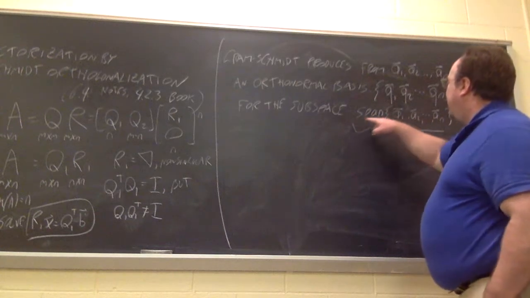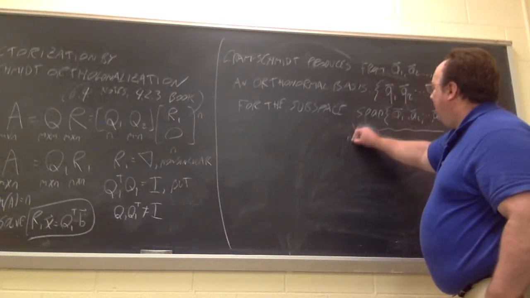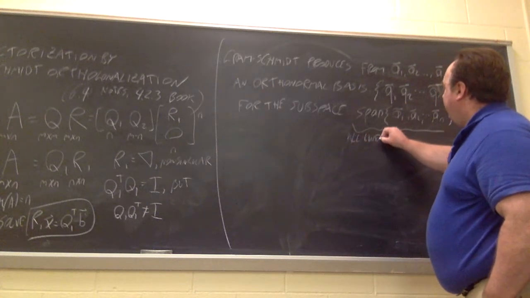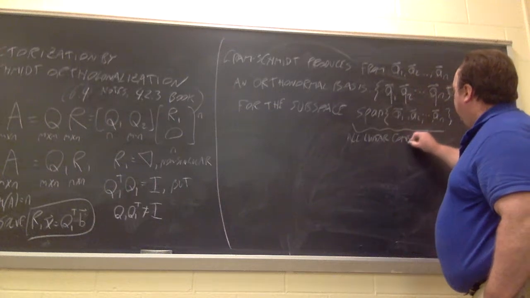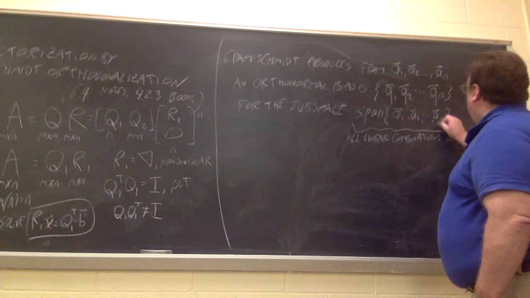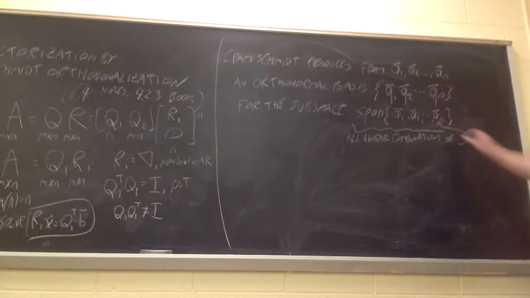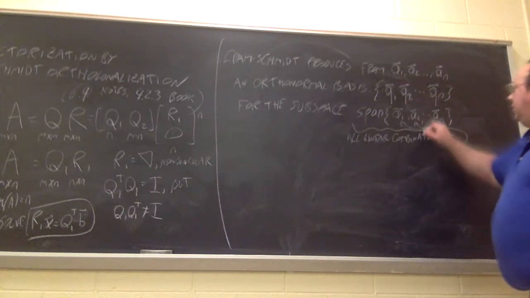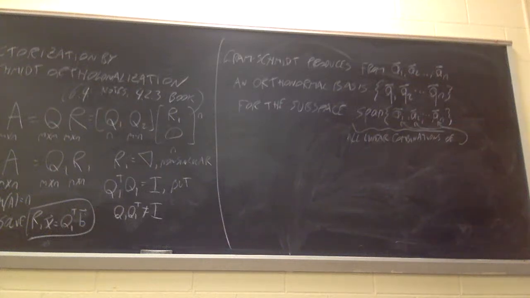So this consists of all linear combinations of these vectors. So the set of all linear combinations of these, A1 to AN, is the same as the set of all linear combinations of the Q's. All right.